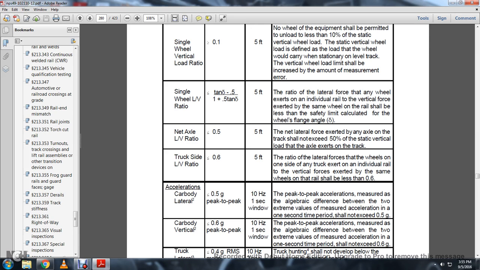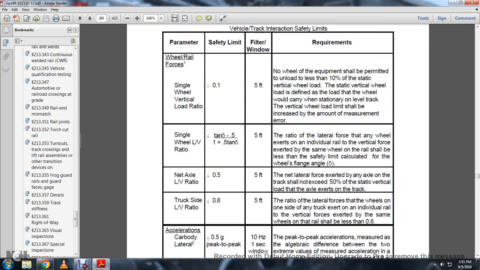0.6, filter 5 feet. The ratio of the lateral force of the wheels on one side of the truck exerted on the rail to the vertical load exerted by the same wheels on the rail shall be less than 0.6. So your single wheel vertical load ratio, the single wheel lateral to vertical load ratio, and the truck side ratio, the filter window is 5 feet.